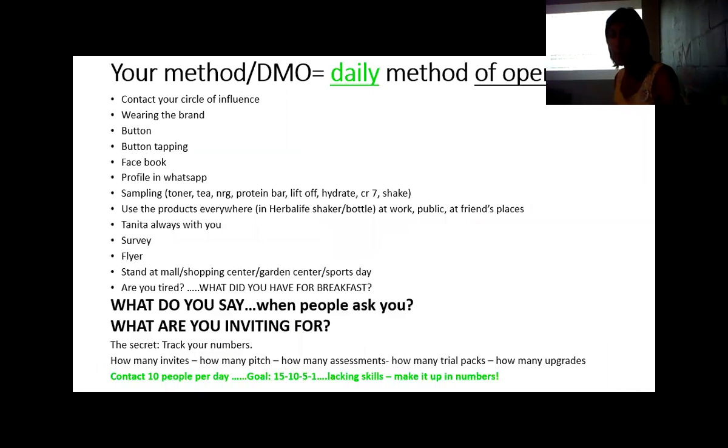Okay, so I wanted to give you a couple of answers, and I hope I did. With what do you say when people ask you? Did you get a couple of ideas now? What are you inviting for? So mainly it's either you have an event planned, like a shake party, a business launch, or you invite them for a personal assessment. Okay, but be clear always to what do you invite them.